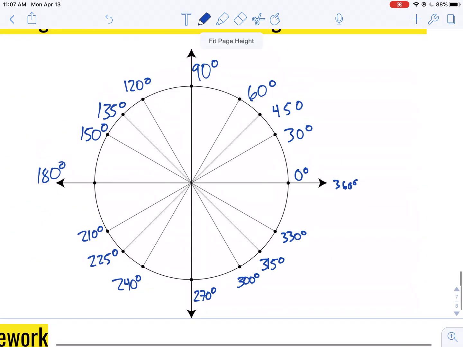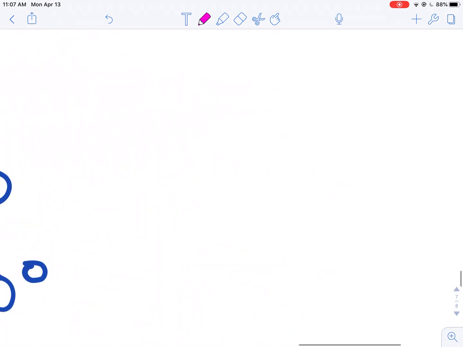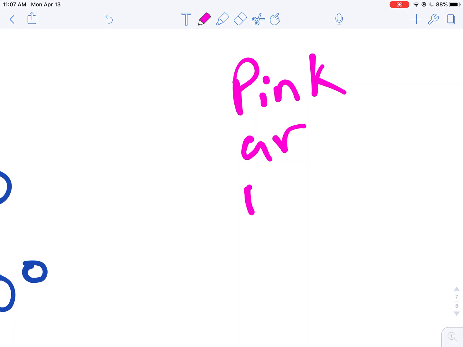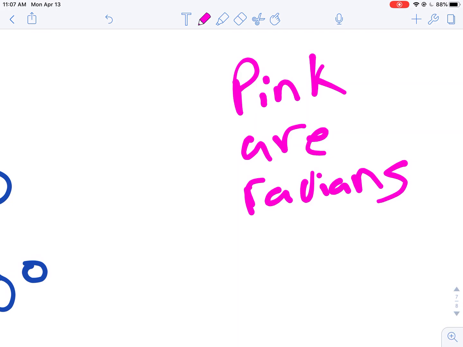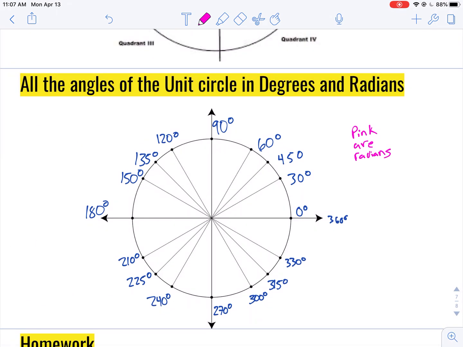So now I've done a lot of work here to prove that all of these angles make sense based off of how they relate to that x-axis and how they relate to their axes. Now I'm going to put all of these in radians. So I'm going to define that my pink values are radian values. And I could go through the conversion of all of these, but I'm not going to think so much about the conversion.